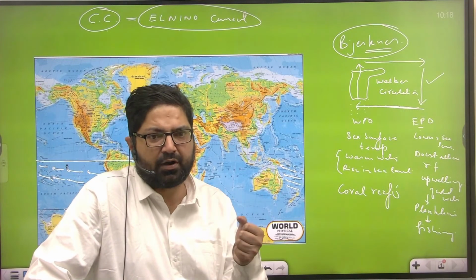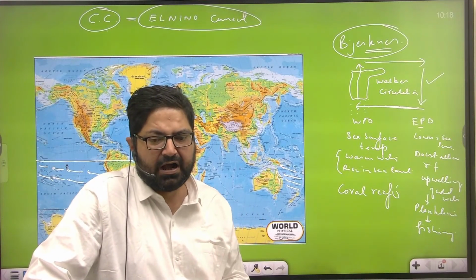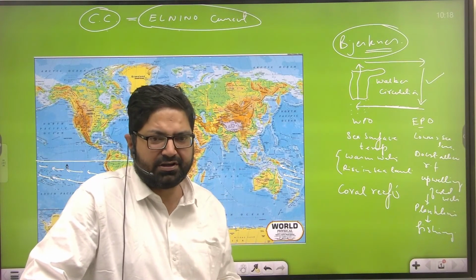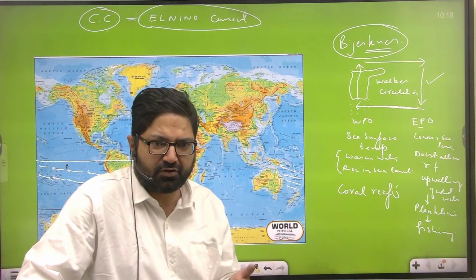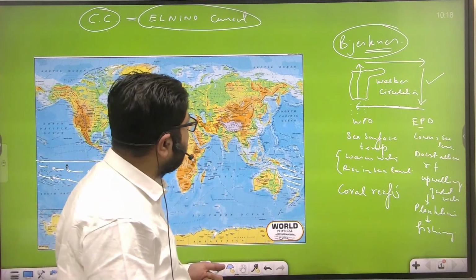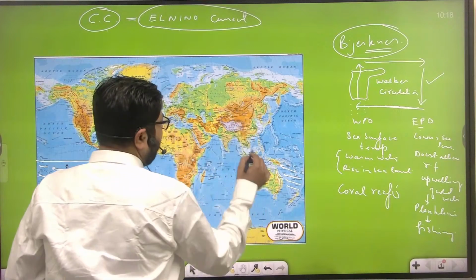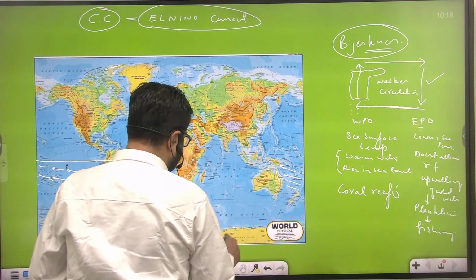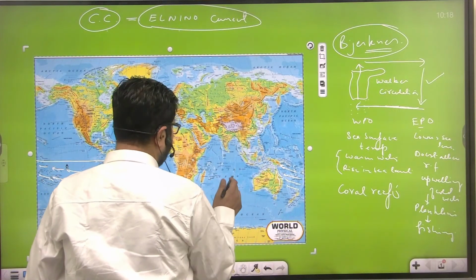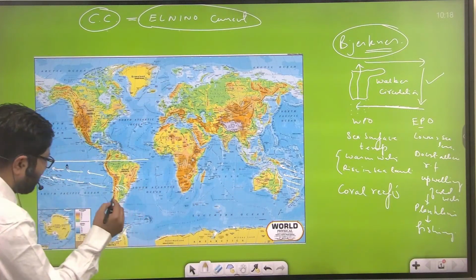To find out the strength of Walker circulation, a Southern Oscillation Index was developed. By how much strong the Walker circulation is, what is Southern Oscillation, strength of Southern Oscillation, strength of Walker circulation. A Southern Oscillation Index was developed. Southern Oscillation Index कैसे डेवलप की गई?